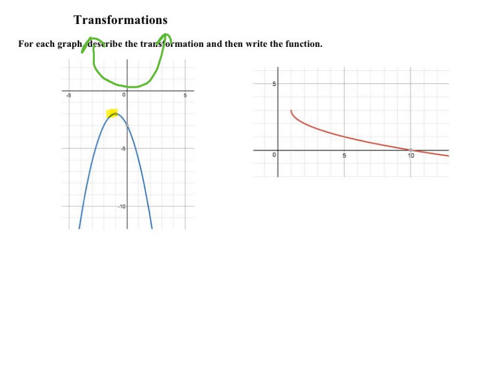So from 0, 0, I went to the left 1, and I went down 2. And I also notice a flip over the x-axis.